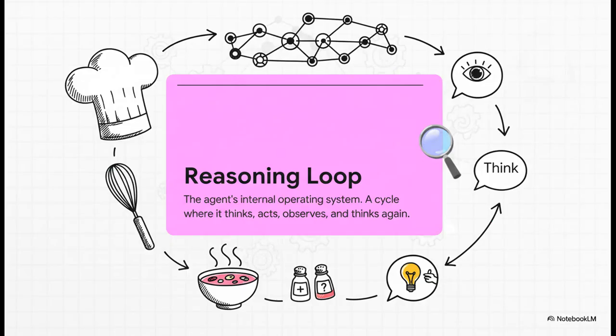The reasoning loop is kind of like a chef tasting a soup, right? They taste it, that's observe. They decide it needs more salt, that's think.